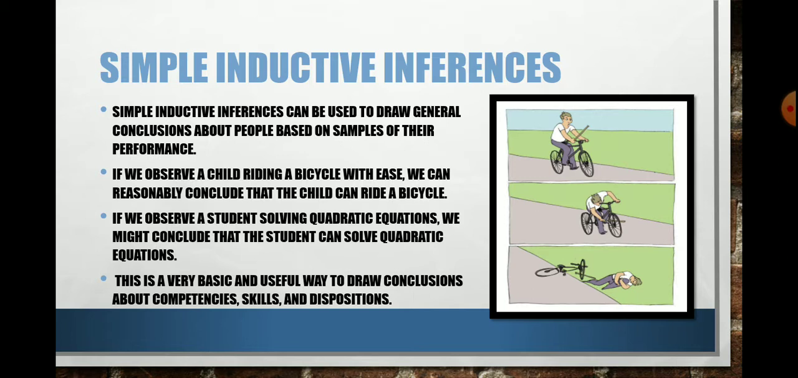Simple inductive inferences can be used to draw general conclusions about people based on samples of their performance. If we observe a child riding a bicycle with ease, we can reasonably conclude that the child can ride a bicycle. If we observe a student solving quadratic equations, we might conclude that the student can solve quadratic equations. This is a very basic and useful way to draw conclusions about competencies, skills, and dispositions.